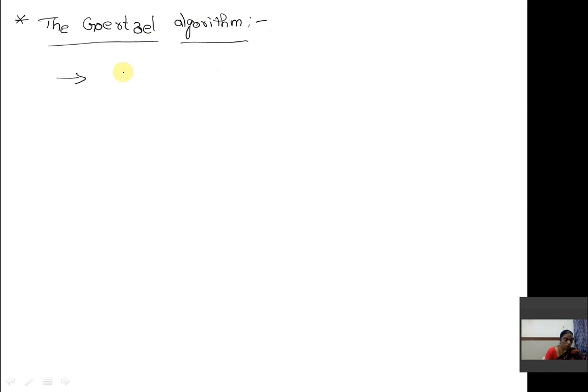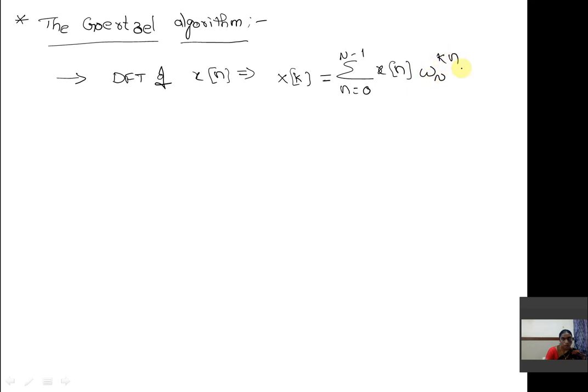Now first consider the DFT of x of n, represented as x of k. Now I just add this term, which is always equal to 1. W N power minus k N is nothing but e power minus j 2 pi by N into N, so N gets cancelled, and now it is equal to 1. So now W N power minus k N, take that one.